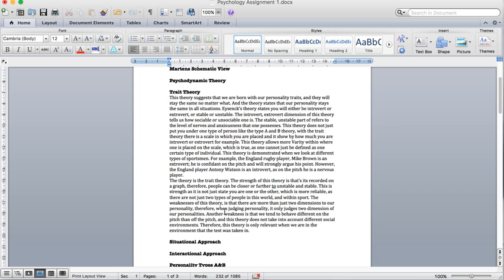The weakness of the theory is that there are more than just one or two dimensions of personality. Therefore, when we judge it and we put it into these categories, it's not necessarily true. Another weakness states that, like I said earlier, our personality does differ depending on the situation and environment we are placed in.